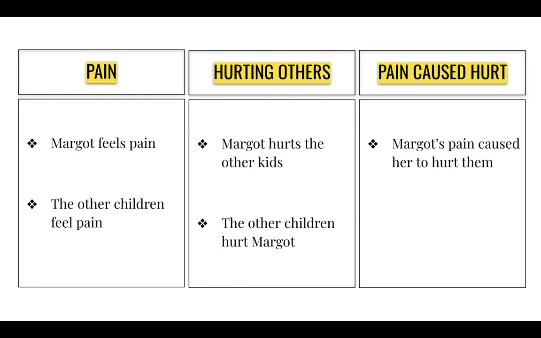And then I've got to do this more tricky bit, saying that it was Margot's pain that caused her to hurt them, and the children's pain caused them to hurt her. So it gets kind of complicated there at the end, and it may feel a little bit imbalanced, which makes me want to think of a new structure, but I do think this one could work.